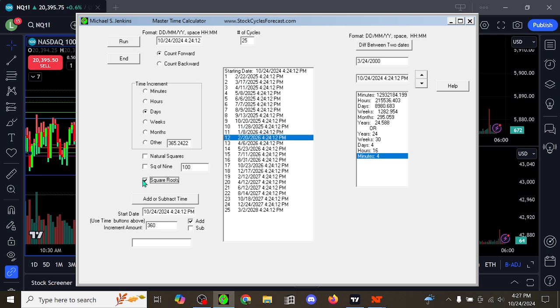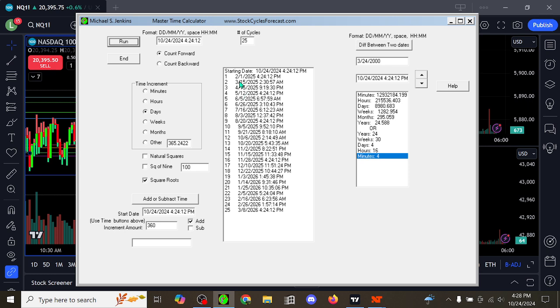You could also do square roots, which are a little easier, more obvious to figure out. Usually, when you're doing square roots, it's going to go forward about 3 weeks every time, as you can see, but not always exactly. You're usually going to get about 2 to 3 weeks, somewhere in that time range when you're going forward in square roots. Okay, that's how you use that, and make sure you do count forward, count backward, and you put in the number of cycles that it's going to do.